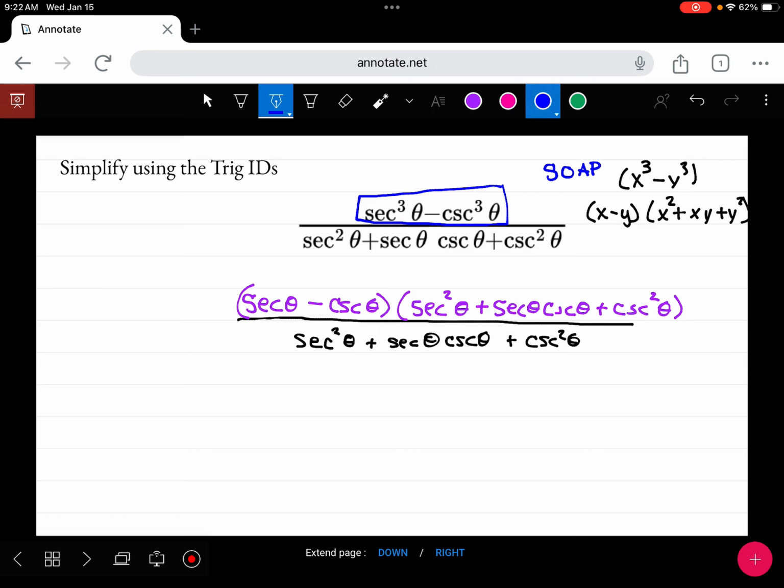And I know at least one person has noticed it, but this denominator exactly matches this piece here. So this whole hot mess cancels out with this whole hot mess. Told you this one was scary looking, but not awful.